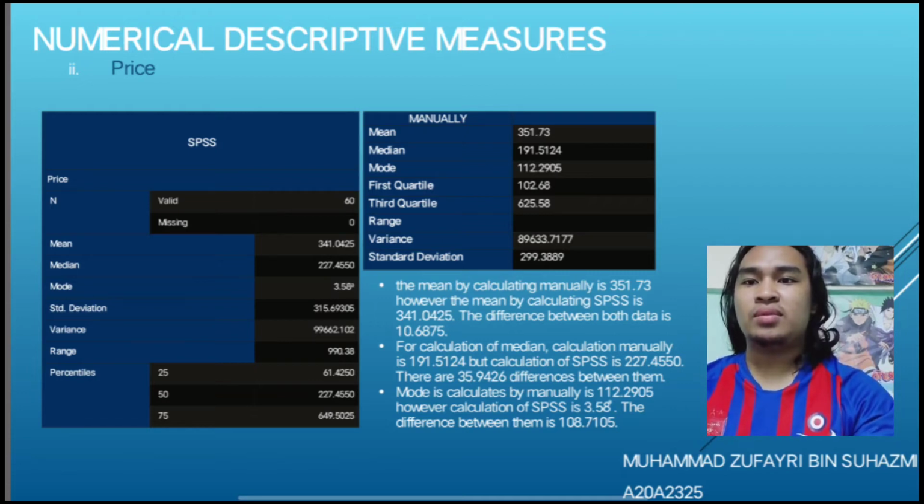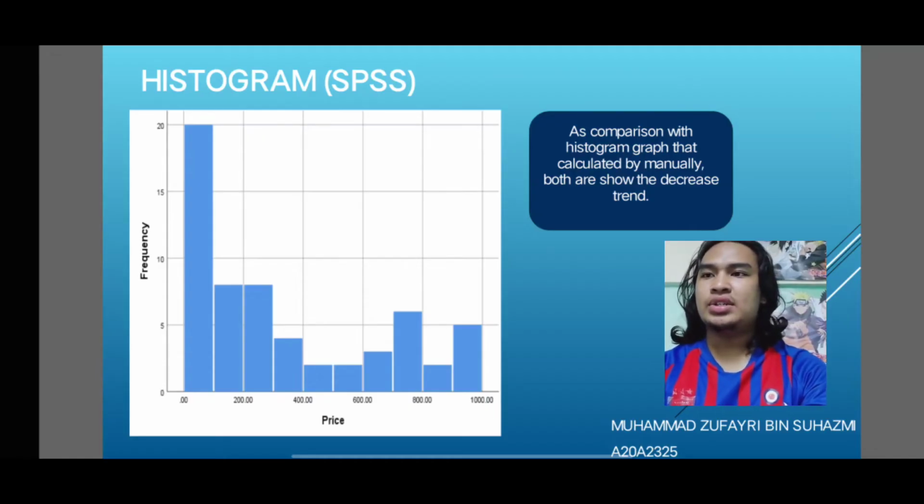There is a 35.9426 difference between them. What is calculated manually is 112.2905. However, the calculation by SPSS is 3.58. The difference between them is 108.7105. So we can see the histogram graph as a comparison with the histogram graph calculated manually.